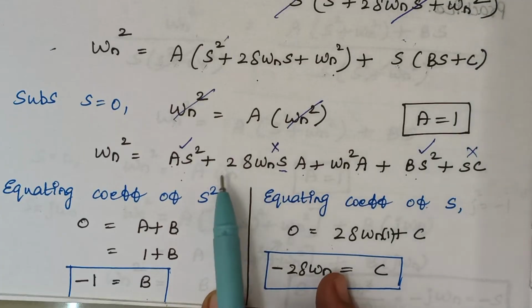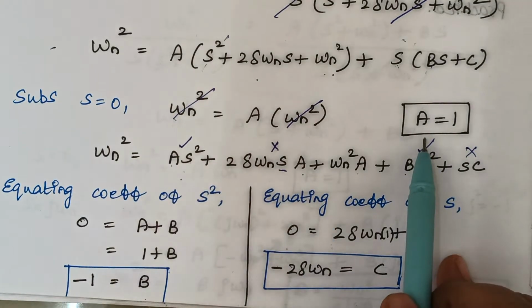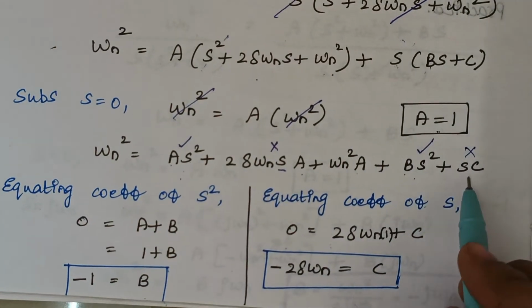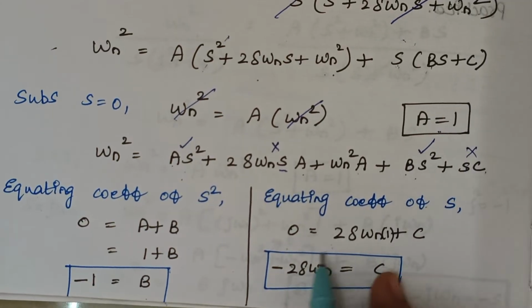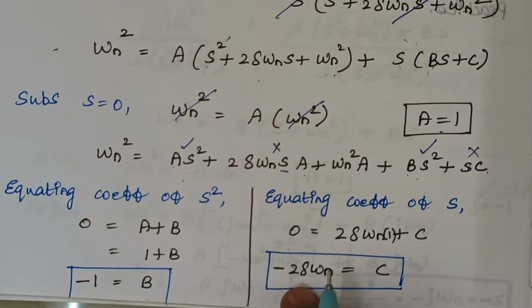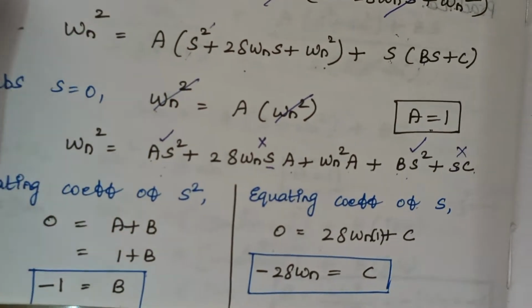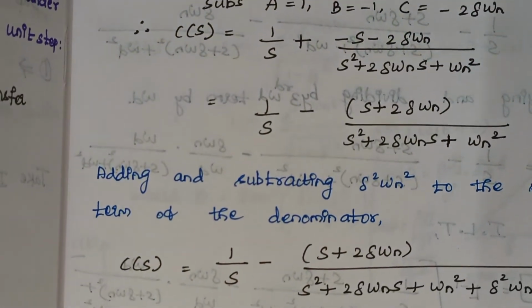You will be having 2 zeta omega n into a, and here the value of a is 1. We had already found this one, right? And the next one, plus the coefficient of s is c here, so plus c. So from this equation the value of c is found to be minus 2 zeta omega n, right? Now we are going to substitute the values of a, b and c.